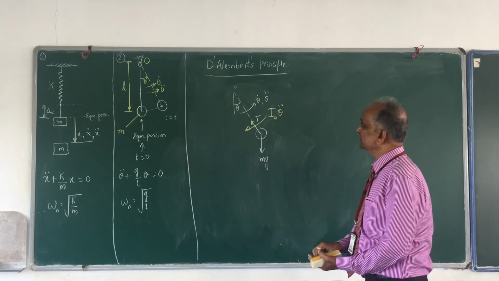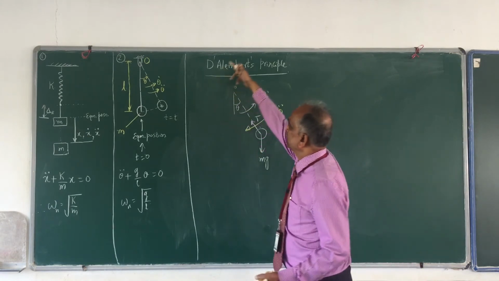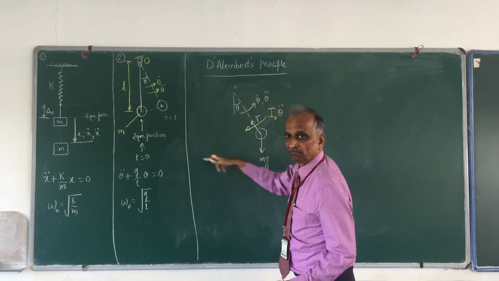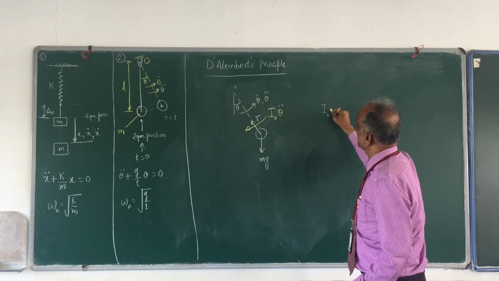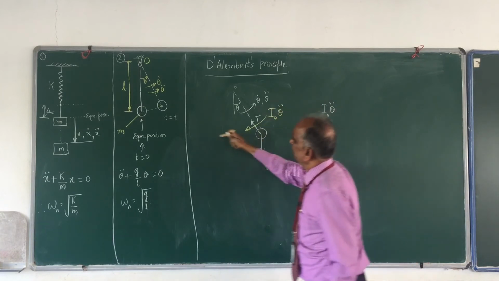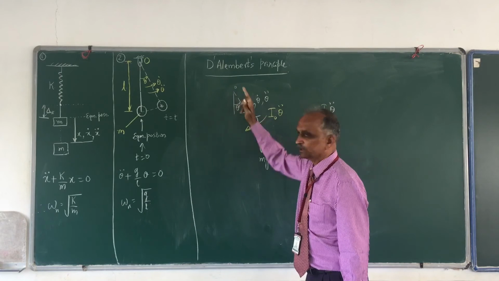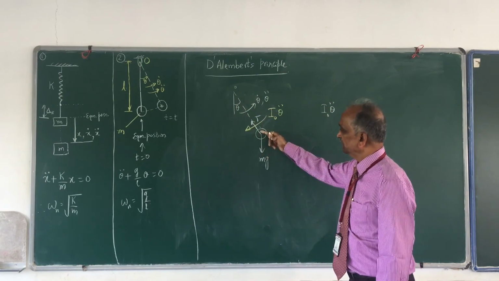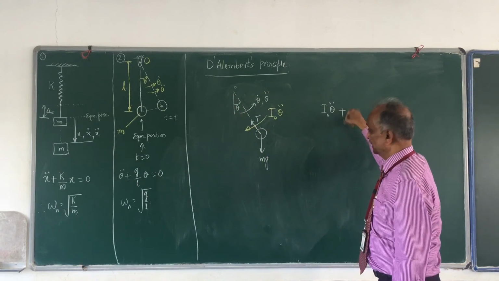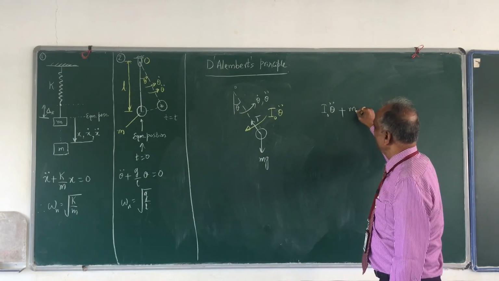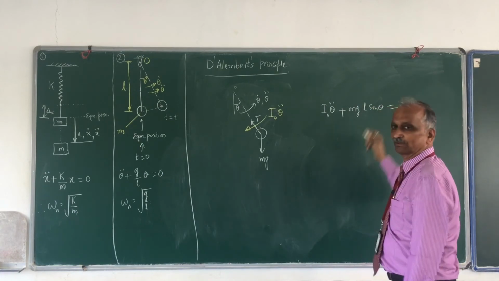Sum of moments about point O equal to 0. This I-O theta double dot is in the clockwise direction. The tension T will not give me any moment. Then mg also is clockwise. Therefore, plus mg into L sin theta is equal to 0.